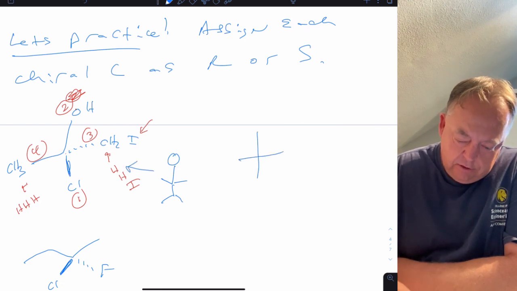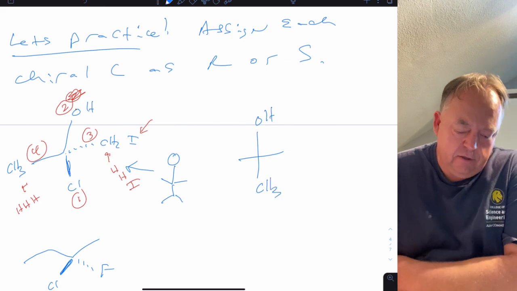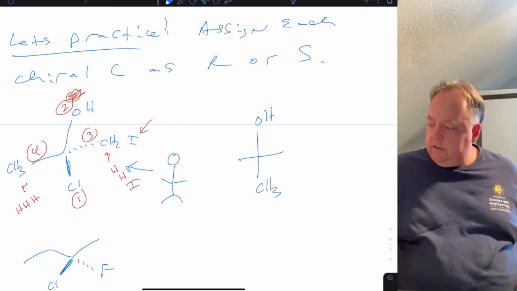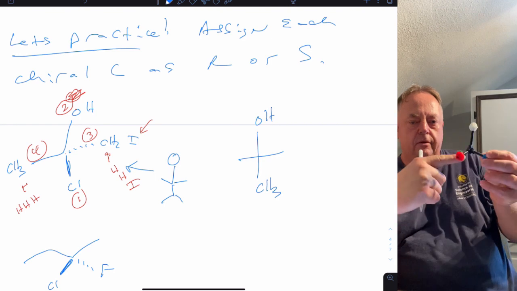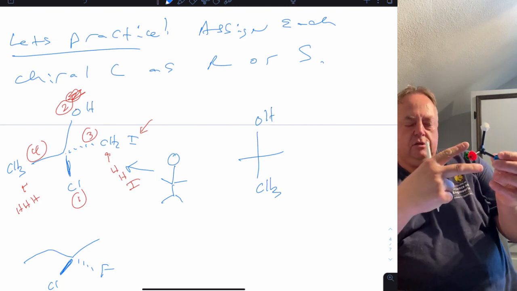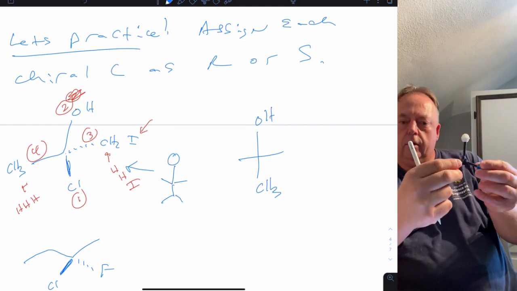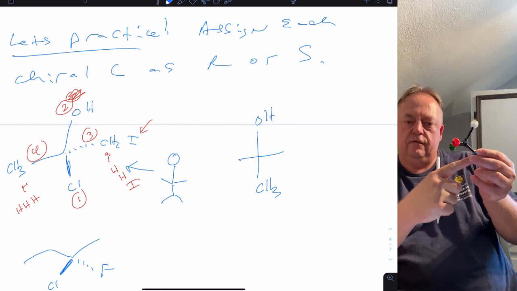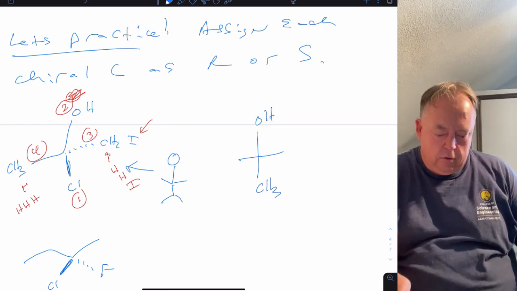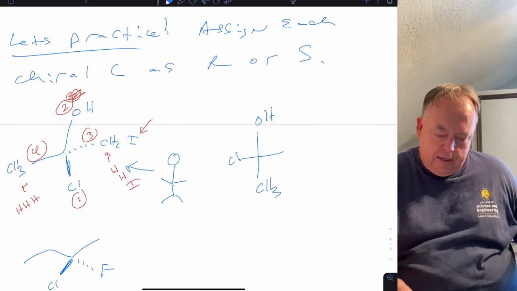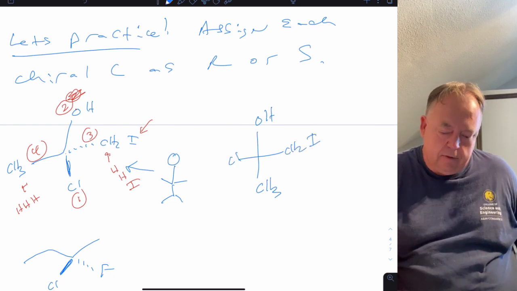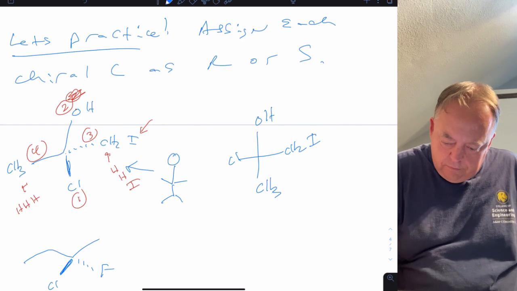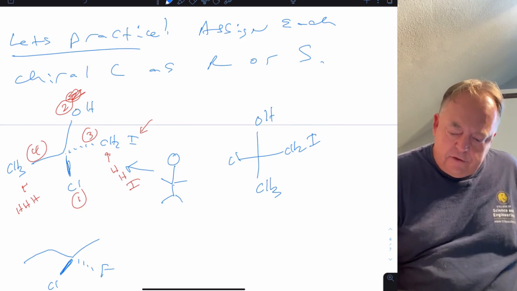If you do this, the OH is towards your head, the CH3 is towards your feet, and if you're looking at the wedge from this perspective, then this is on your left hand and this is on your right hand, and that's towards your head and that's towards your feet. So the Cl would be on my left hand and the CH2I's on my right hand. So that would be the way to draw the Fischer projection.